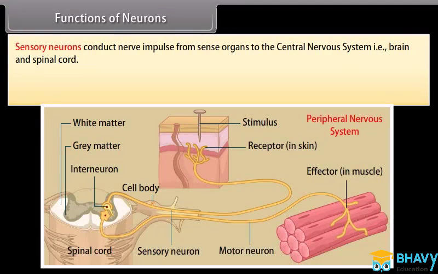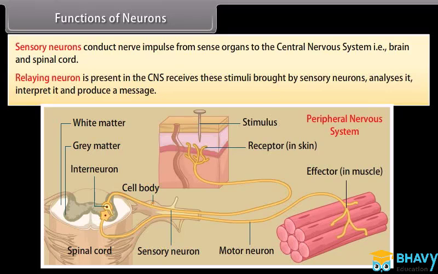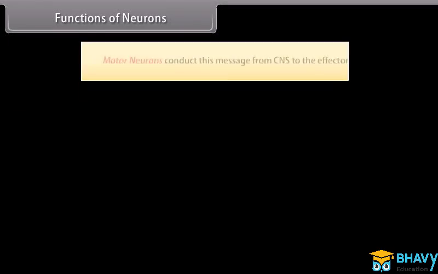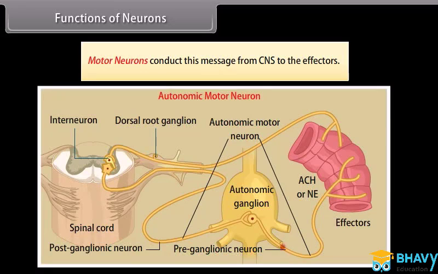Functions of neurons. Sensory neurons conduct nerve impulses from sense organs to the central nervous system, that is, brain and spinal cord. Relaying neuron is present in the CNS, receives these stimuli brought by sensory neurons, analyzes it, interprets it, and produces a message. Motor neurons conduct this message from CNS to the effectors.